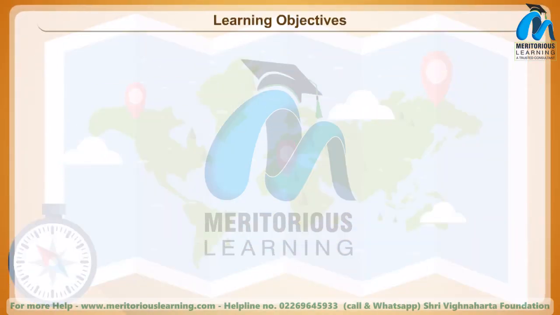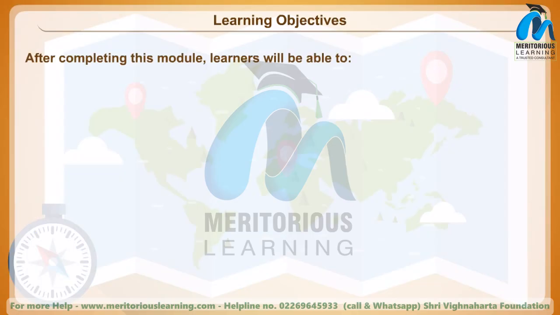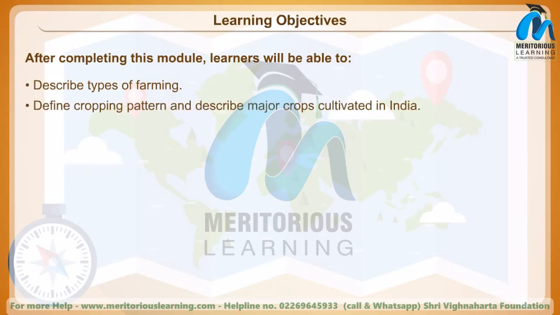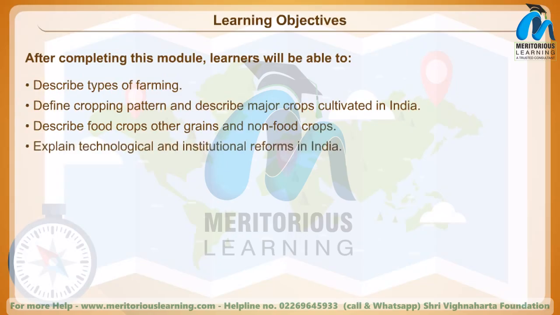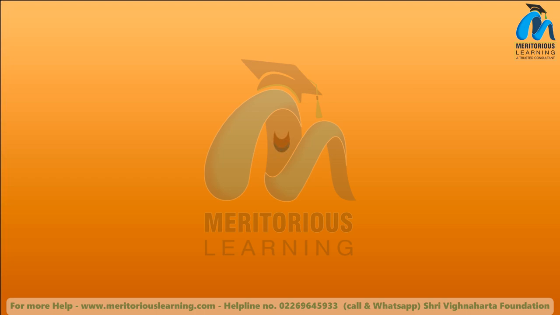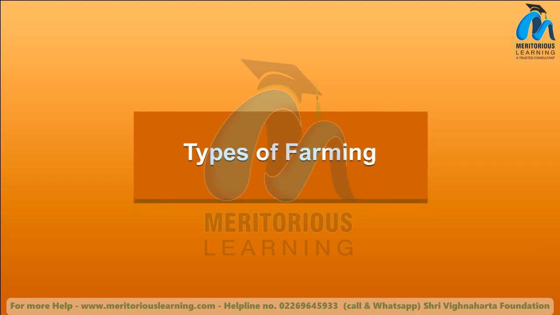Learning objectives. After completing this module, learners will be able to describe types of farming, define cropping pattern and describe major crops cultivated in India, describe food crops, other grains and non-food crops, explain technological and institutional reforms in India, define food security. Types of farming.